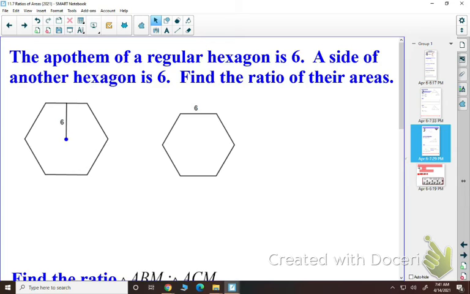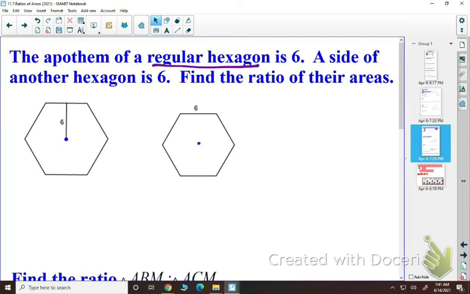Okay, so let's try more examples here. It says the apothem of a regular hexagon is 6. A side of another hexagon is 6. Find the ratio of their areas. Okay, so since they are both regular hexagons, they are similar. So to find the ratio of their areas, we just have to find the same corresponding part for both. So for instance, let's find the apothem for both.